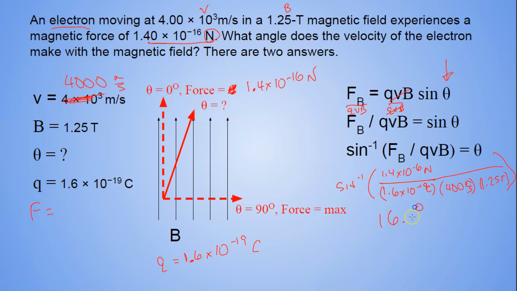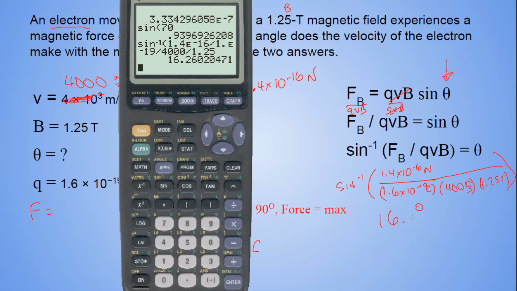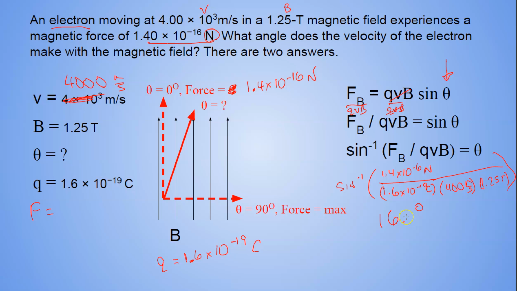I already forgot what the decimal was. 16.3, something like that. Okay, and again, this should have been 4,000. That should be negative 16. And there you kind of sort of go.